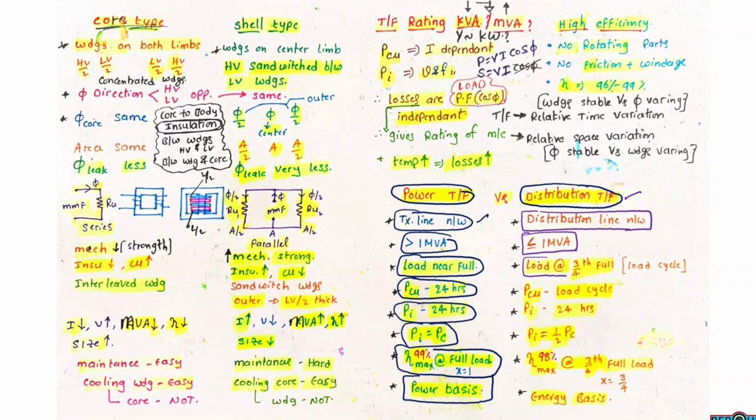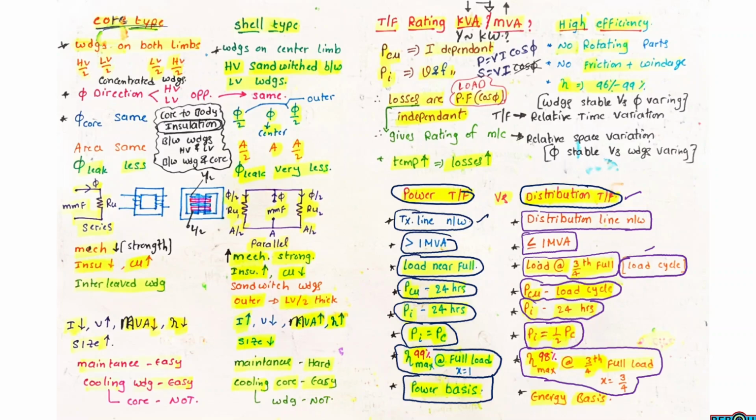These transformers operate at nearly 3/4 of the load. This depends upon the load cycle. Copper losses depend upon the load cycle. Iron losses are considered for 24 hours. Iron losses equal half the copper losses. Efficiency can be nearly 98%, as the transformer operates at nearly 3/4 of the full load. Here the basis is that these machines operate on energy basis. That means this depends upon the load cycle.